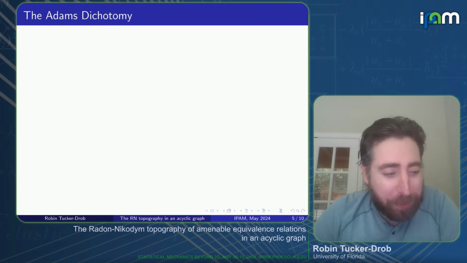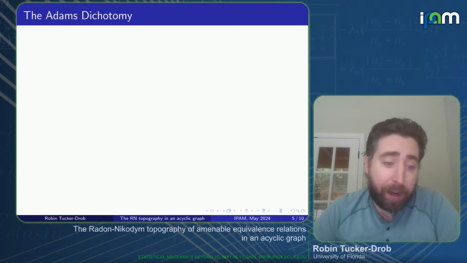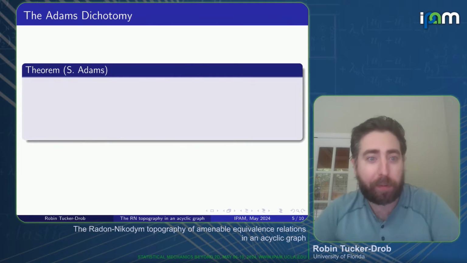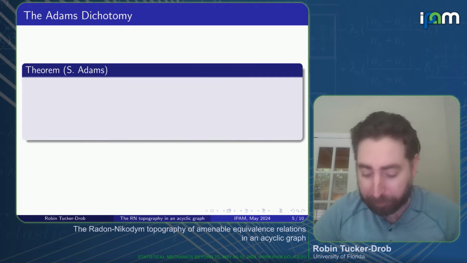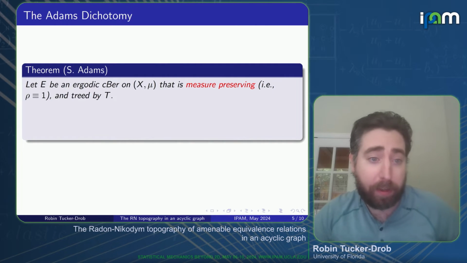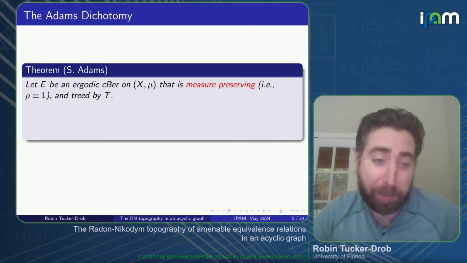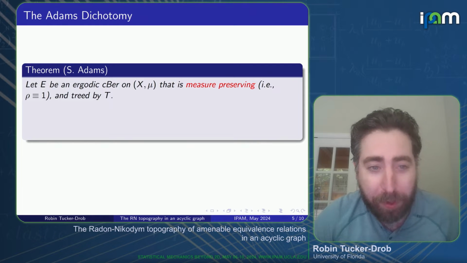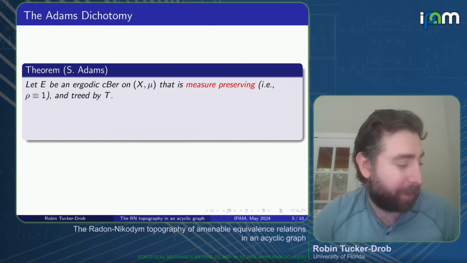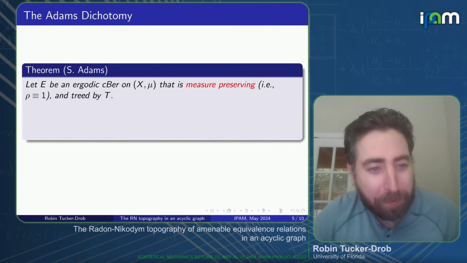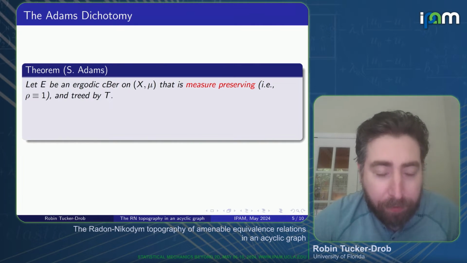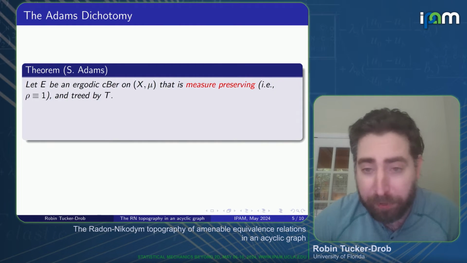All right, so with those definitions out of the way, I can state a result of Scott Adams, which Anush and I call the Adams dichotomy. It's a true dichotomy, a very nice statement. So let E be an ergodic countable Borel equivalence relation on (X, mu). Here, I'm just adding the ergodic hypothesis to make it a true dichotomy; otherwise you have to state things more annoyingly. Ergodic just means that if I have any Borel measurable subset of X that's E-invariant, or that's a union of E equivalence classes, then it has to have measure either 0 or 1.